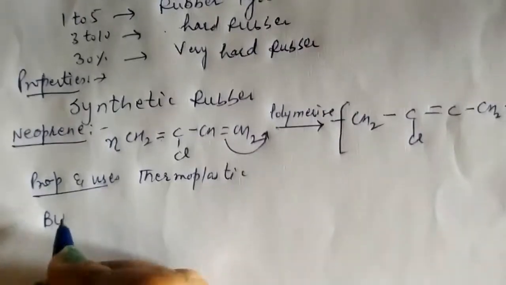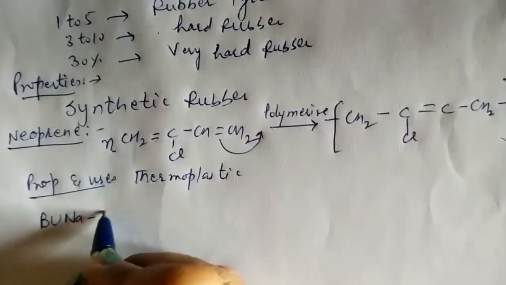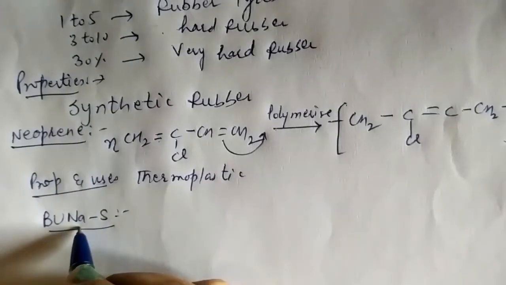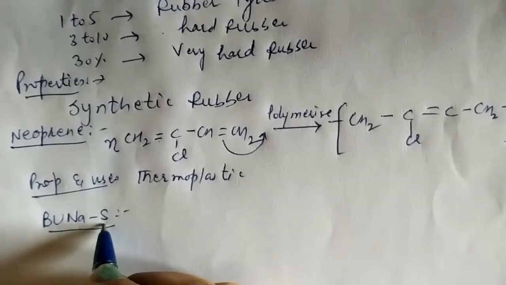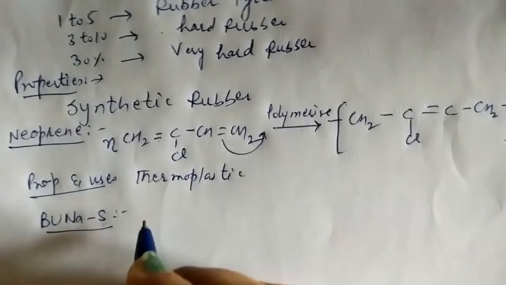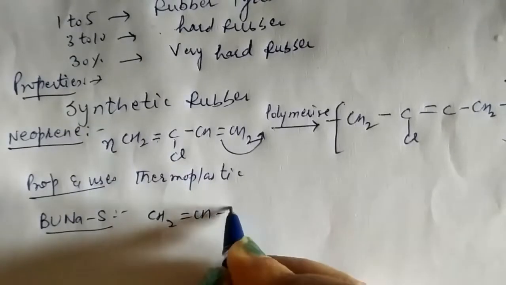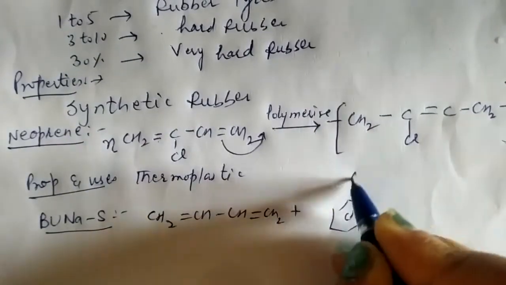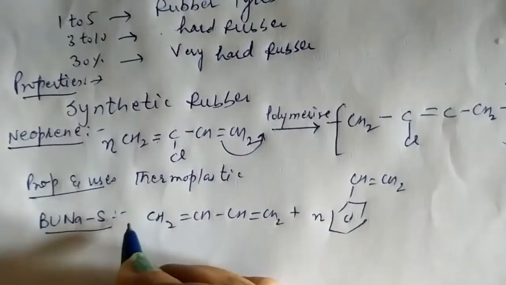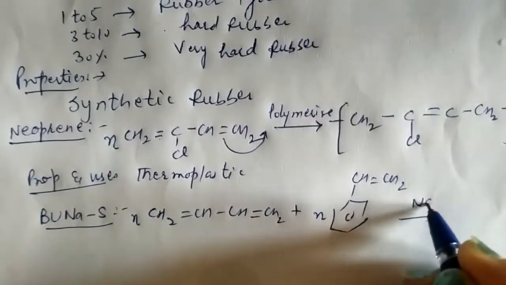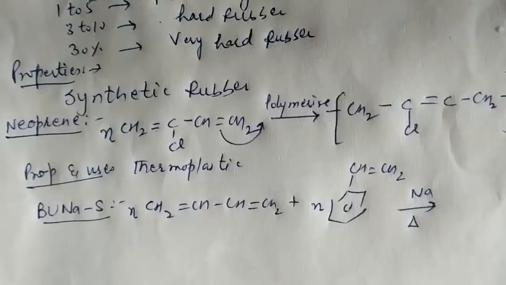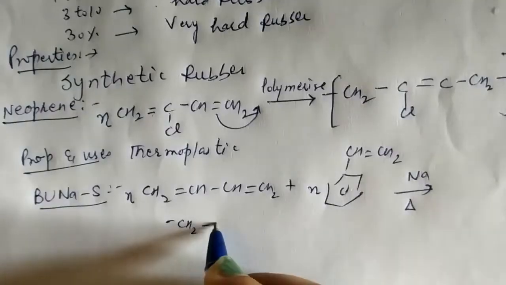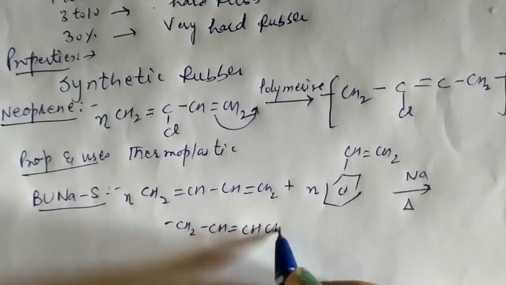Coming to another polymer, which is Buna-S rubber. Bu is butadiene, Na means sodium and S means styrene. So it is a copolymer of 1,3-butadiene and styrene molecule. Now we have to take n such monomers and n such monomers in the presence of sodium. On heating, they will polymerize to give the polymer. Name of the polymer is Buna-S rubber. So this is the Buna-S rubber.